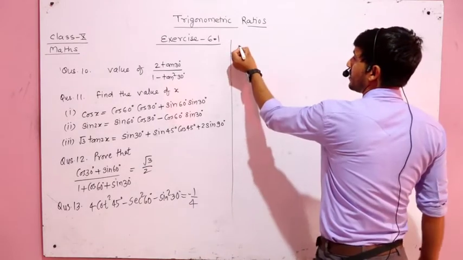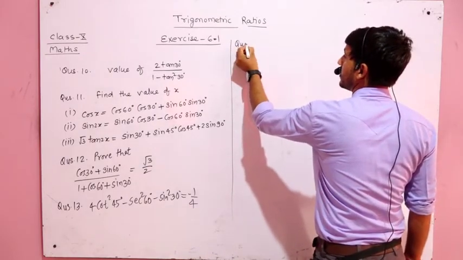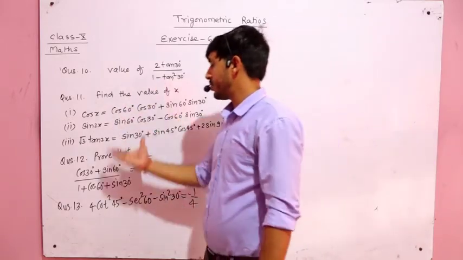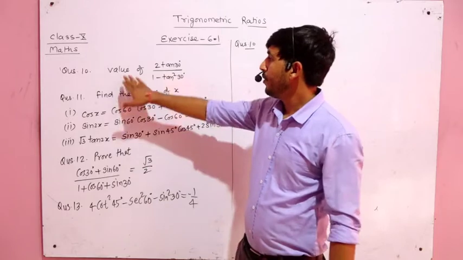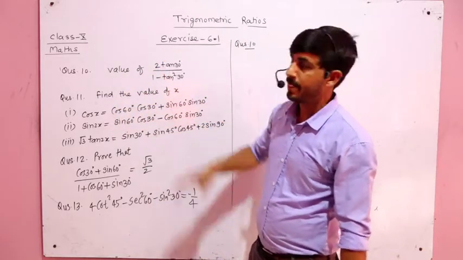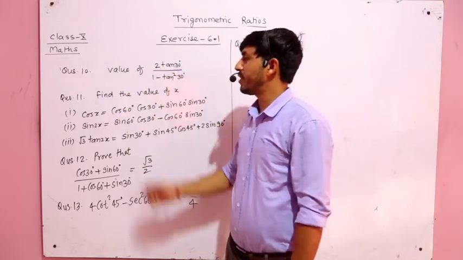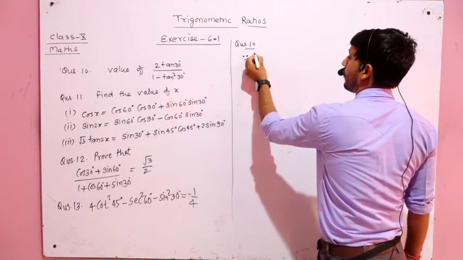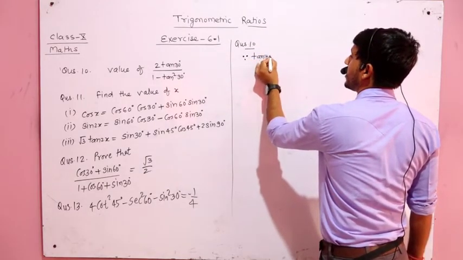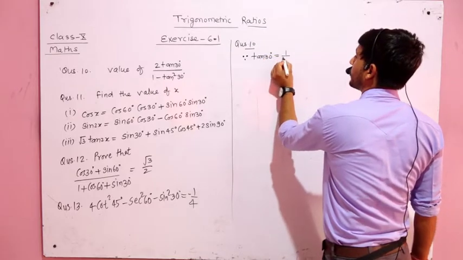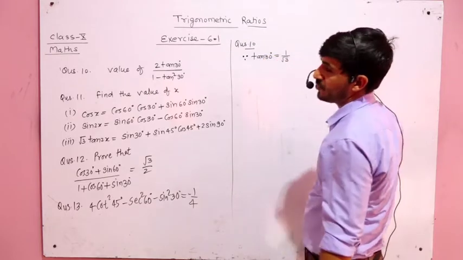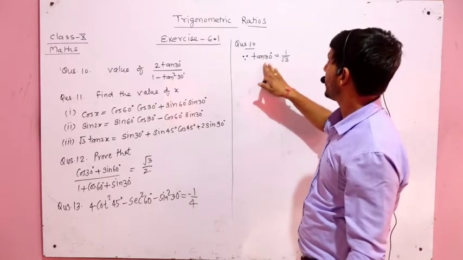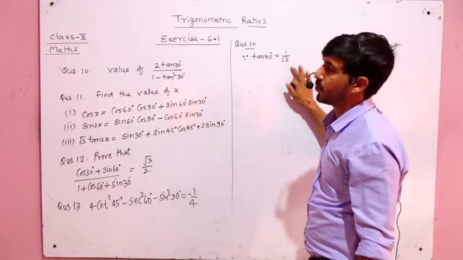As you can see, all the questions are written on the board. Value of this one. First think, what is the value of tan 30? Question number 10, since we know the value of tan 30 degree is equal to 1 by root 3, as we can perceive from the table. Tan 30 degree is equal to 1 upon root 3.